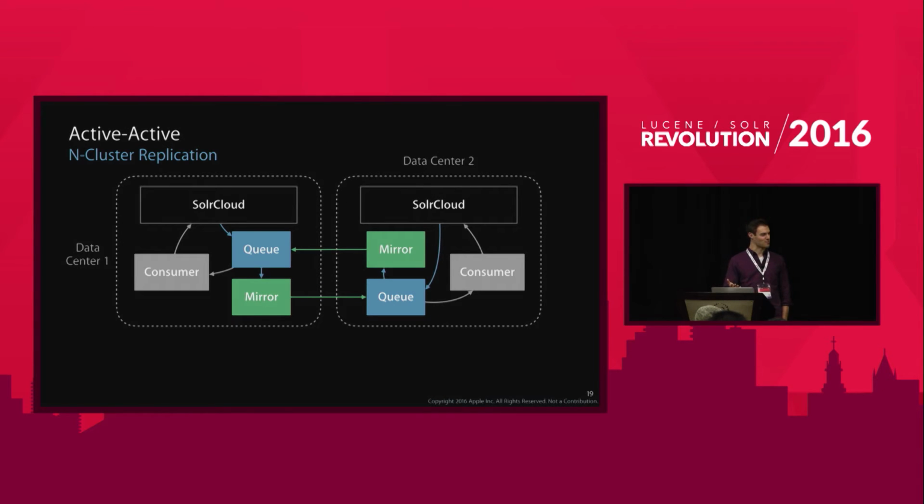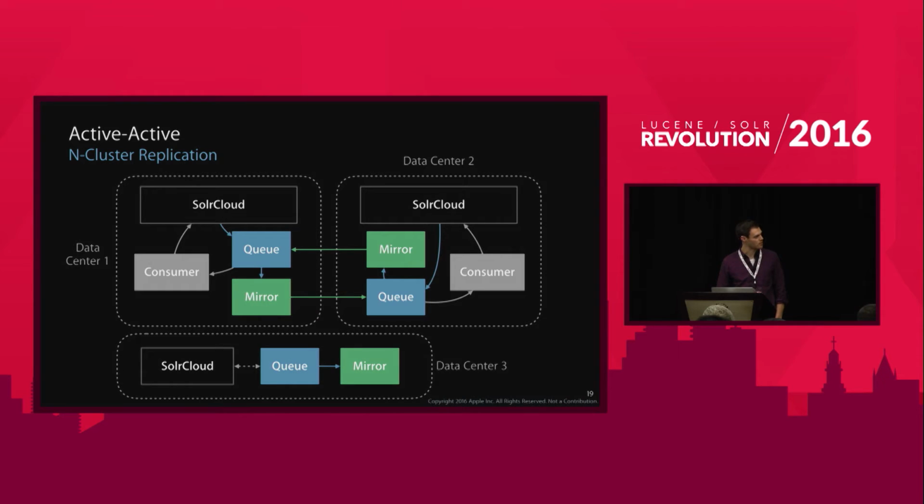Something else that might be interesting is what if you want to have more than 2 clusters? What if you want to have 3, 4, n cluster replication? I changed the color scheme here to highlight the common services, or the same service in the various data centers. So we have data centers 1 and 2 connected like this with our consumers and queues and mirroring services.